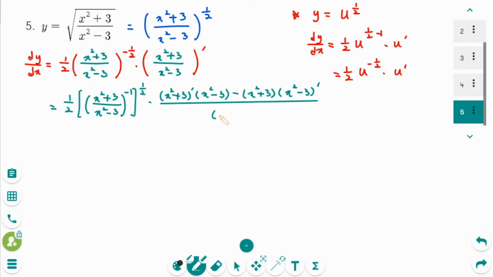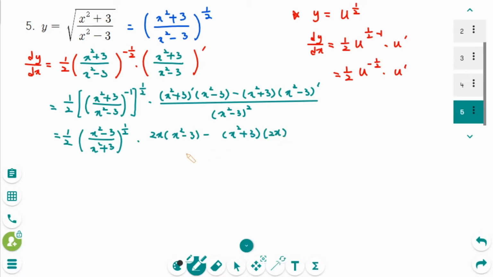over (x squared minus 3) squared, then 1 over 2, the power of negative, make it upside down, so ((x squared minus 3) over (x squared plus 3)) to the power of 1 over 2 times: (x squared plus 3) prime means 2x, then keep the second one, minus keep the first one, times (x squared minus 3) prime equals 2x, over (x squared minus 3) squared.